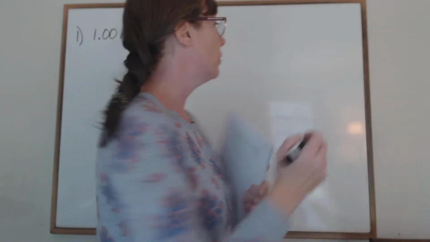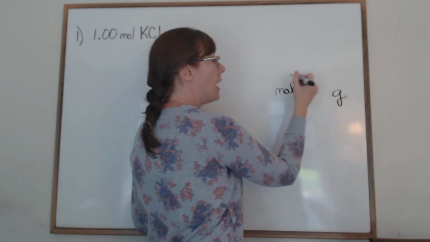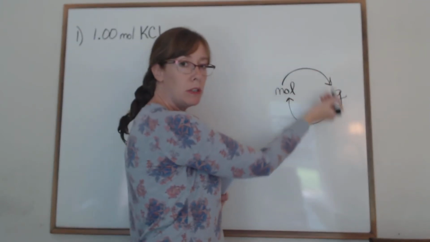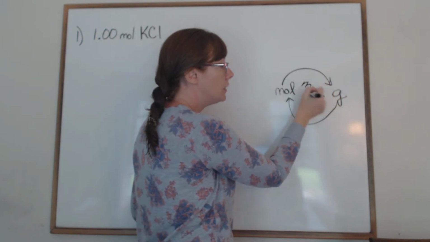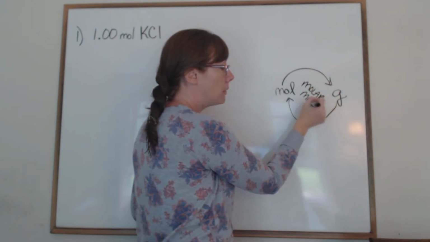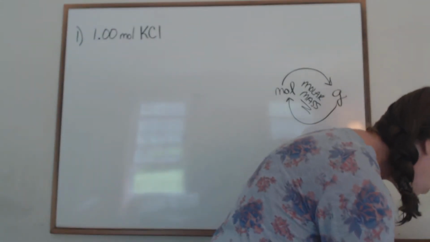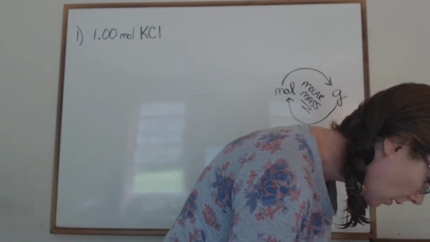And we are trying to turn this from moles into grams. I think I showed you this before in one of the lecture videos, but whether you're going from moles to grams or grams to moles, your ticket is to use the molar mass from the periodic table as a conversion factor. So we need the molar mass of KCl. Go ahead and get that from your periodic table.